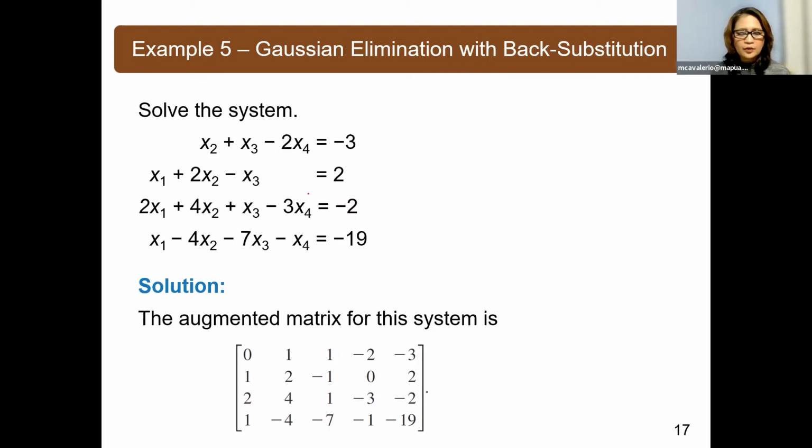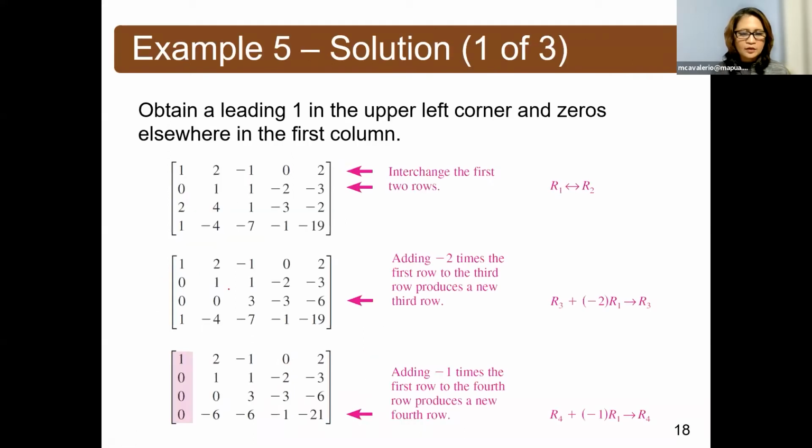So again, in order to apply Gaussian elimination, we will be applying the 3 elementary row operations. That is, we can interchange rows, we can multiply a row by a constant, and we can also add a multiple of a row to another row. So notice that in our augmented matrix, we do not have the leading one. Since the second row has 1 as the first entry, what we can do is to interchange row 1 with row 2. So we have it here.